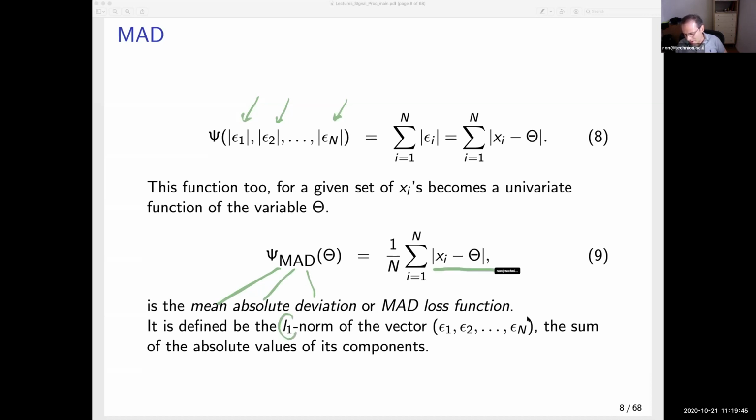If you think about it, the L2 was summing over something squared, and the L1 is summing the elements in a one norm. So I'm taking the absolute value. Immediately you know what would be other types of norms if you'd like to use them. So this would be the L1 norm of the error vector. It would be the sum of the absolute values.